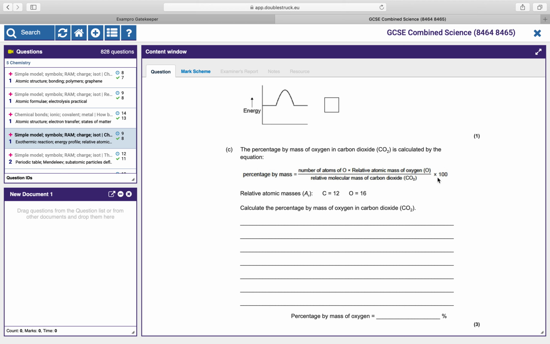So I will give you the answer to that. 32 divided by 44 times 100, so that's 72.7%. So that's 73% to 2 significant figures. So all it is, you're sticking those numbers in. Let's see how we did.